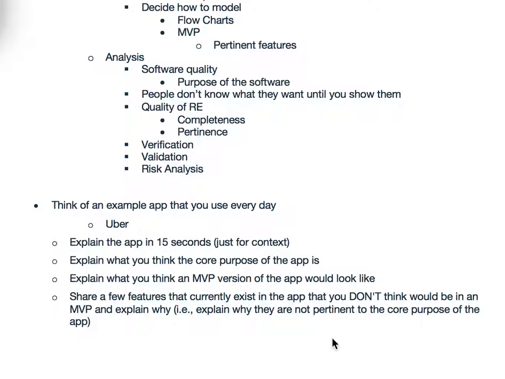A few features that currently exist in the app that I don't think would be in the MVP would be the whole chart with the cars and the map. I think that would not be in the MVP model of Uber just because it's not really necessary. It's nice, I think it does help, but I think that's not really their main thing that they're worried about.